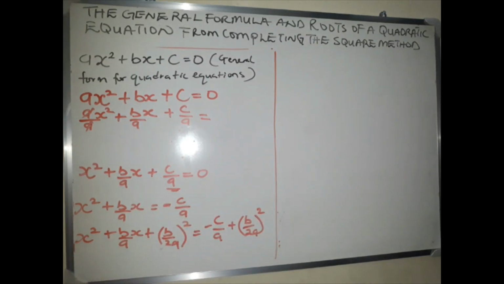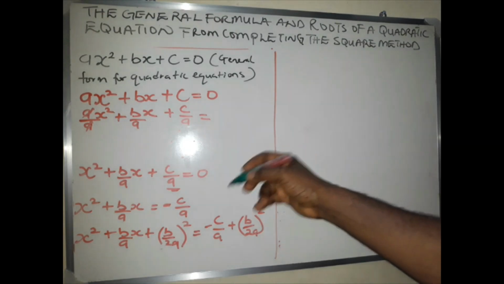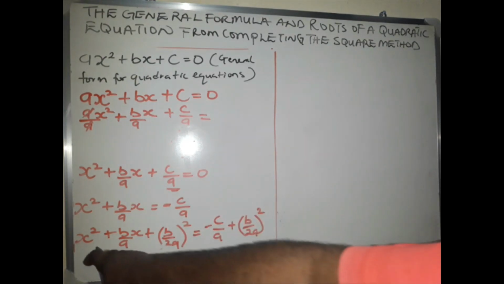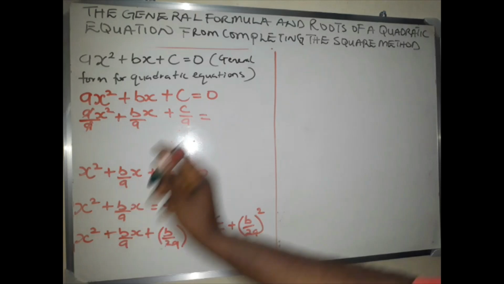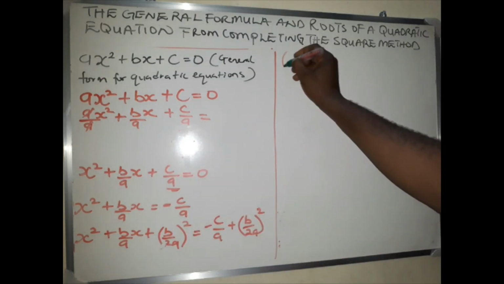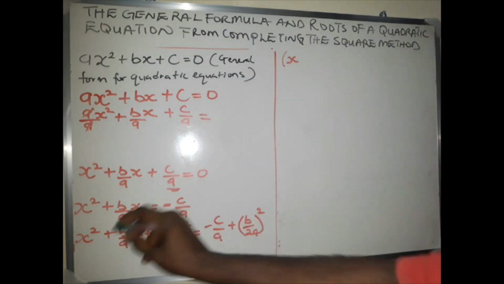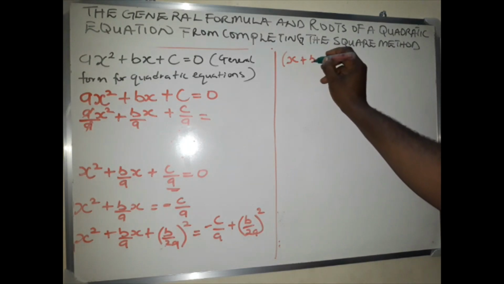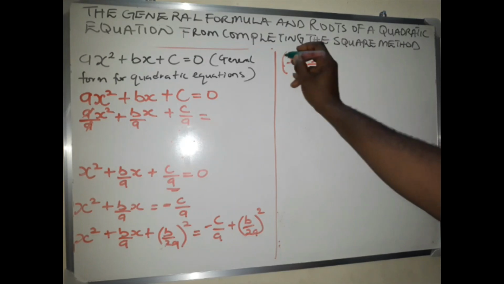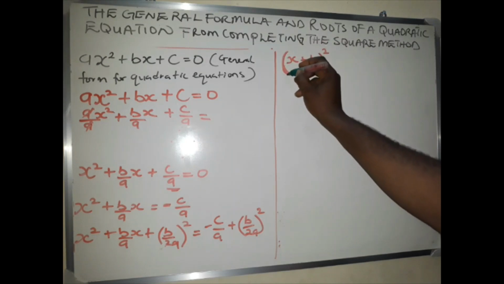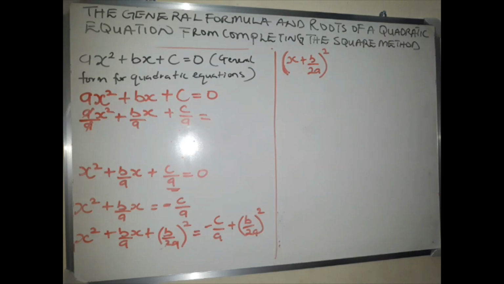What we're going to do is, for the left hand side, we're going to collect the like terms in terms of the powers of x. You can see that we have x squared and we have b over 2a on the left hand side. So we're going to collect the two like terms. I'm going to write it as such: x plus b over 2a in bracket raised to the power 2. That's how we factorize the expression on the left hand side.